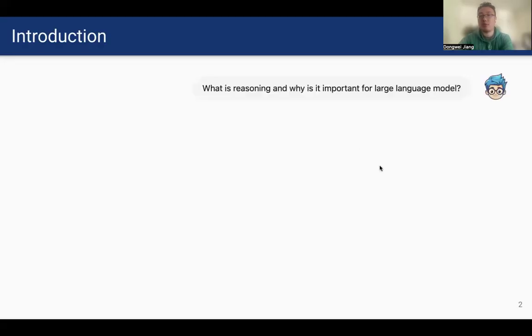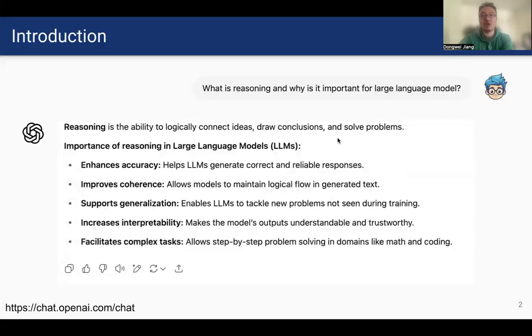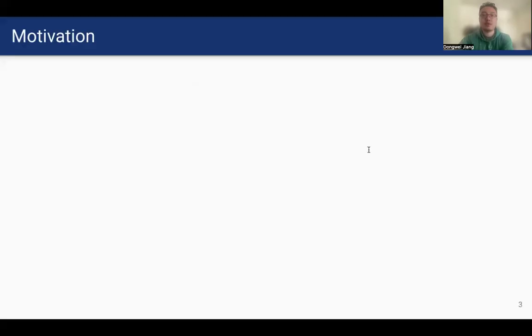So what is reasoning and why is it crucial for LLMs? Reasoning is the ability to logically connect ideas, draw conclusions, and solve problems step by step. For large language models, strong reasoning capabilities are essential because it enhances accuracy, improves coherence, supports generalization, and increases interpretability. So we all know that reasoning is important.